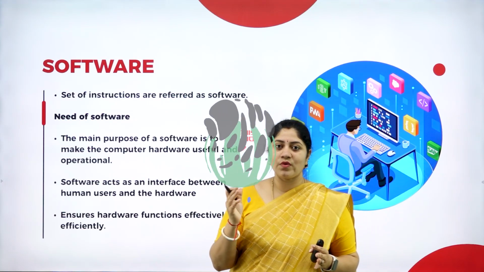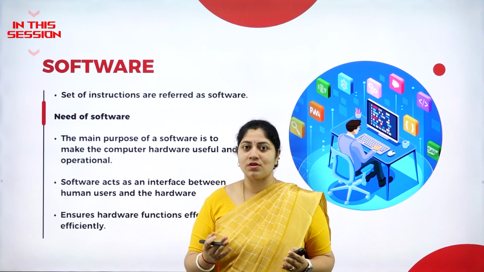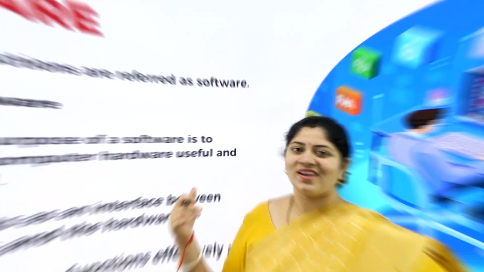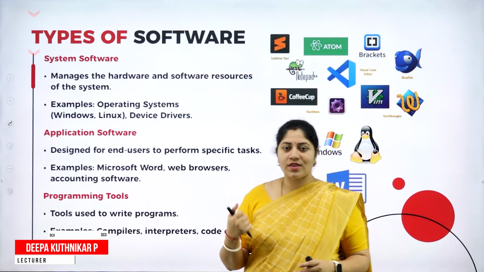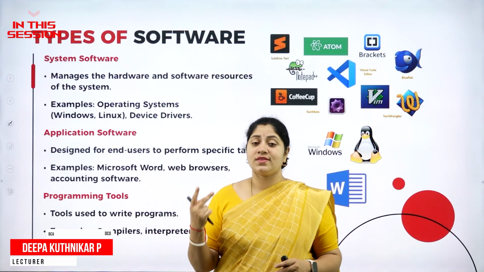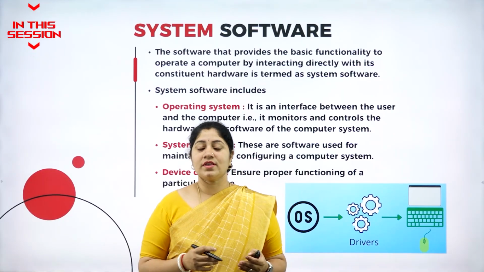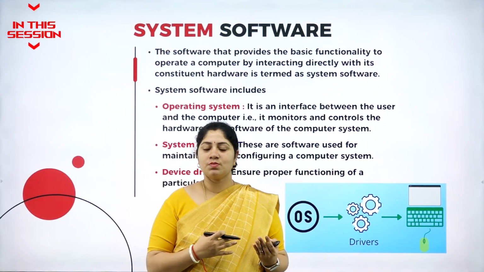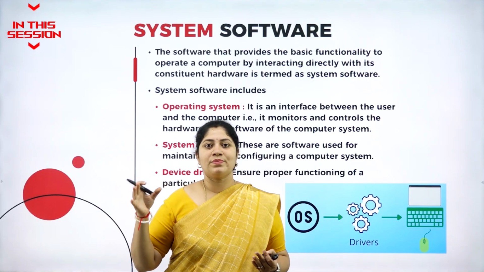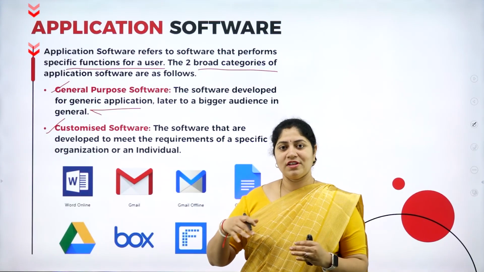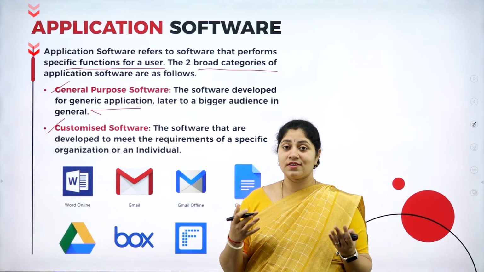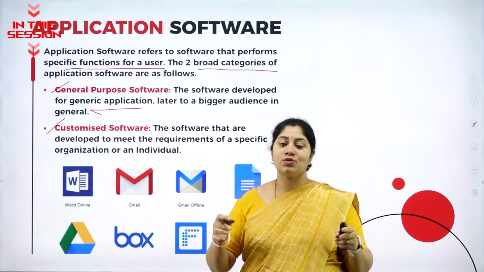We provide a set of instructions to the system or a computer through software. So the first type is system software, the second is application software, and the third is system utility. System software is nothing but software that is responsible for the operation of a computer system. First, they'll be releasing it as a general purpose software. Later, they'll be extending it to a larger audience.